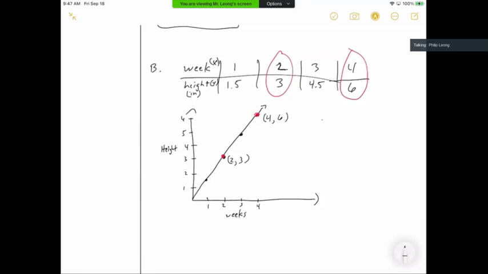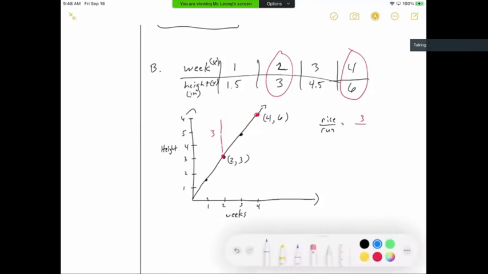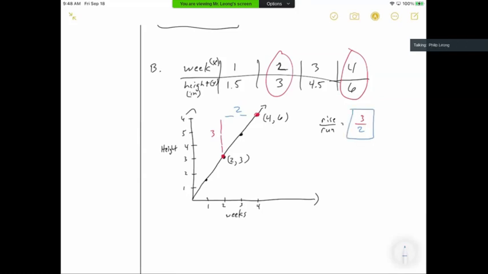So let's see how much we rose. We go from here, we go up 1, 2, 3. And we go over, looks like 2. So again, same thing as yesterday. This time, though, you just keep it as a fraction. Rise over run.